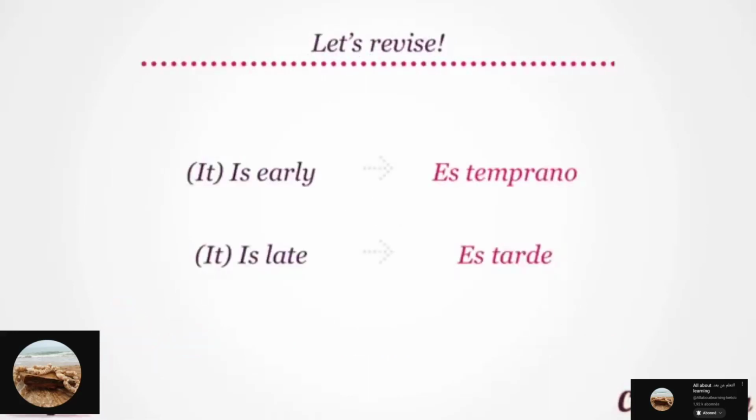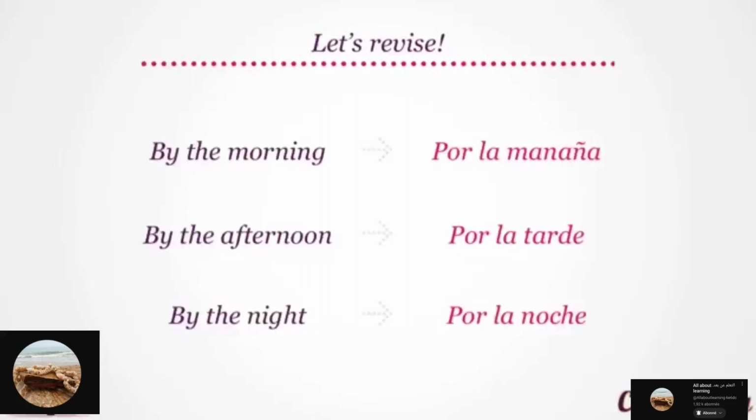All right, a quick review. It is early is es temprano, and it is late becomes es tarde. Moving on, by the morning translates to por la mañana. By the afternoon is por la tarde. And by the night becomes por la noche.